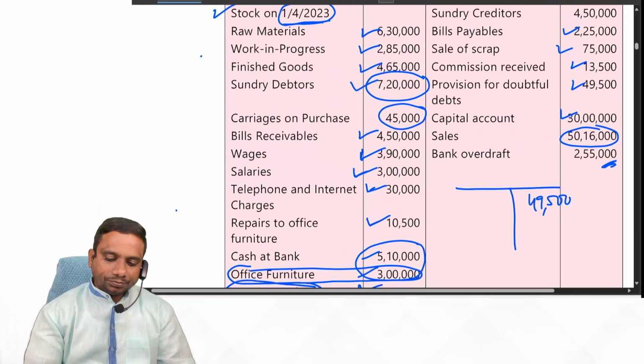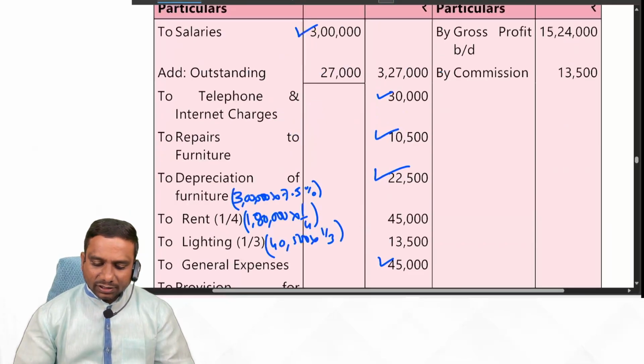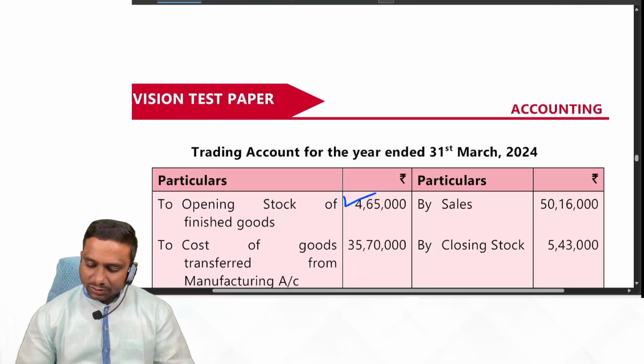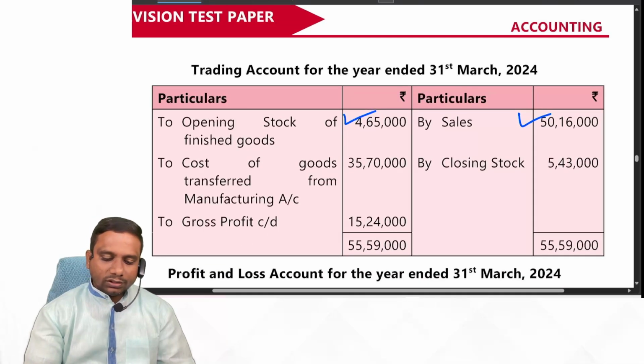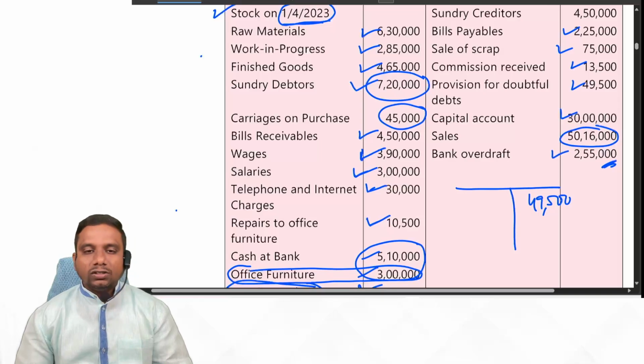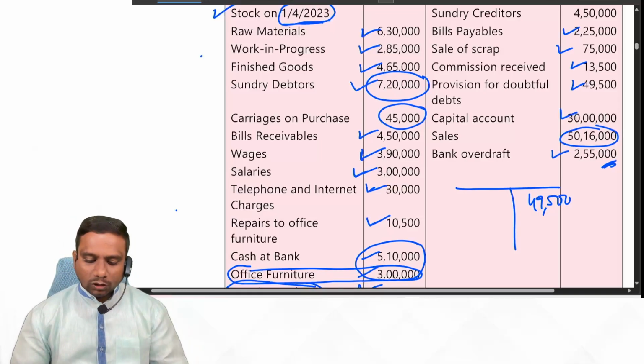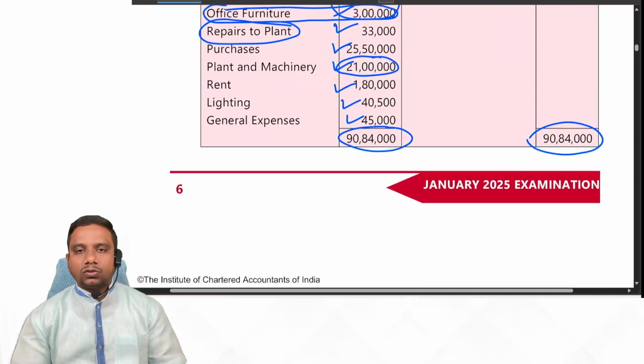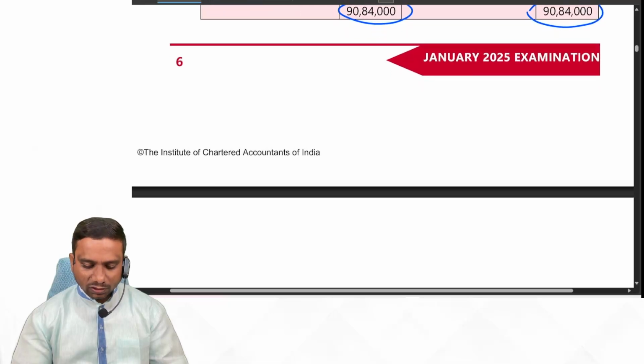Trading account credit side, yes, sales. Yes or no, students? Next one, bank overdraft. It is a balance sheet item, liability side. So we have completed this trial balance.